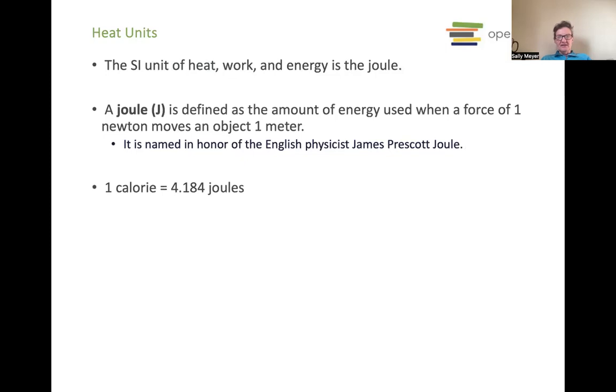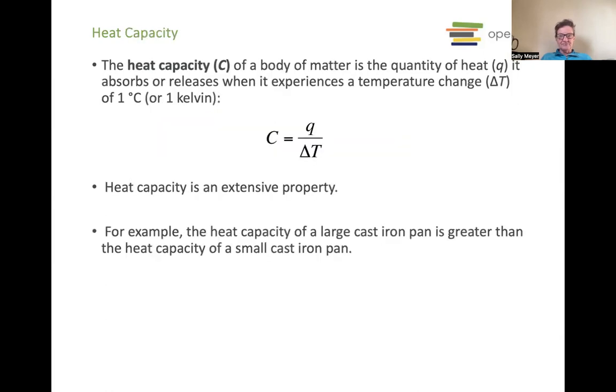So when we talk about heat, the SI unit of heat, work, and energy is the joule. A joule is defined as the amount of energy used when a force of 1 Newton moves an object 1 meter. So that's thinking about work, where you have to apply a force in order to move an object. It's just named after a physicist, James Joule, and a calorie is 4.184 joules. We'll mostly work in joules, but if we happen to do something in calories, you'll have that conversion factor.